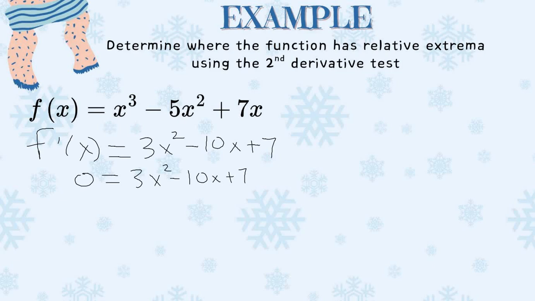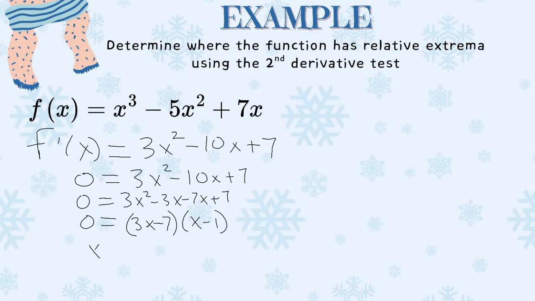So what multiplies together to give us 3 times 7, which gives us 21? So what multiplies together gives us 21 that adds together to give us a negative 10x? So what do we get for our two factors? Not quite. x minus 7, x minus 1. Okay, so I get x equals 1 and x equals 7 over 3.